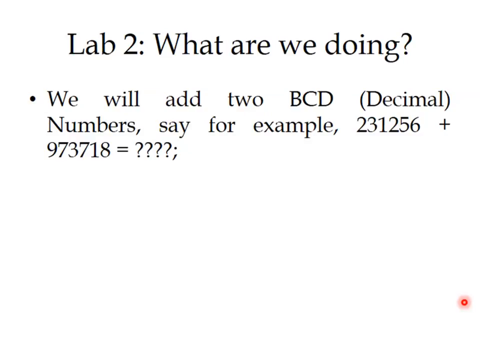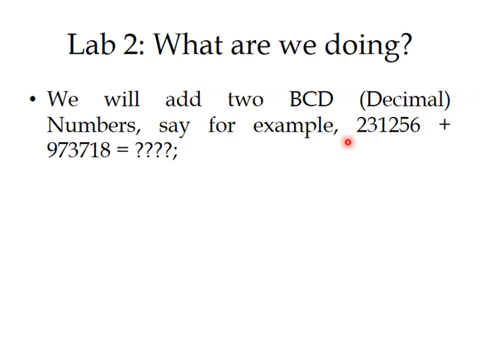So let me show you an example here. So let's say, to understand what we are doing in lab 2, let me show you here. For an example, let's say you have two numbers which are BCD numbers. If you recall, BCD numbers are binary coded decimal numbers that you have learned in digital circuit class. So these numbers are actually decimal numbers, but these are written in a different number system.